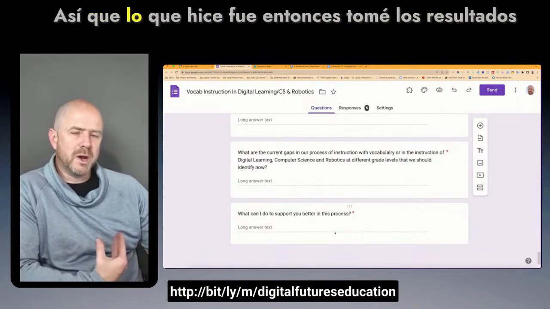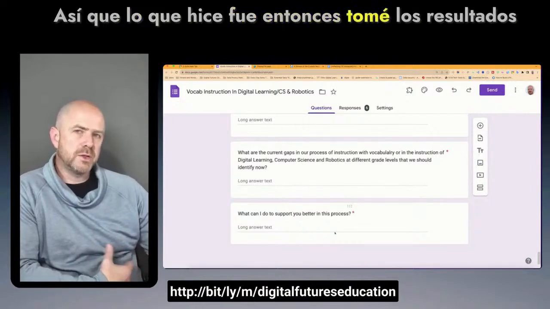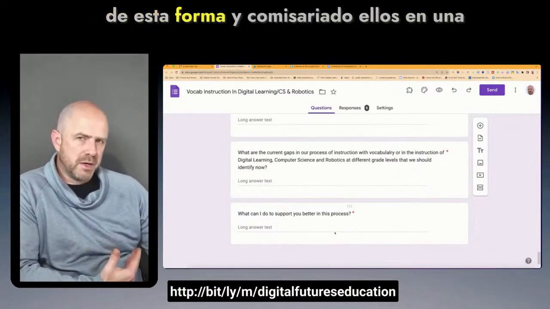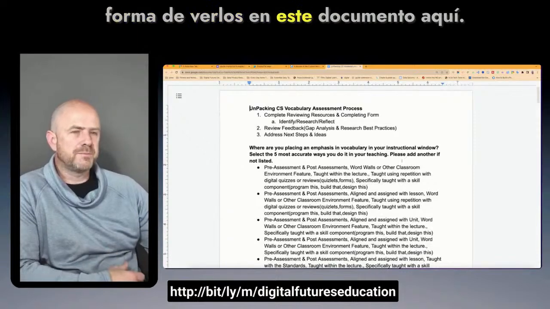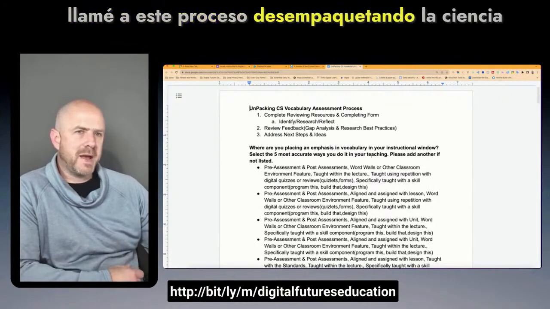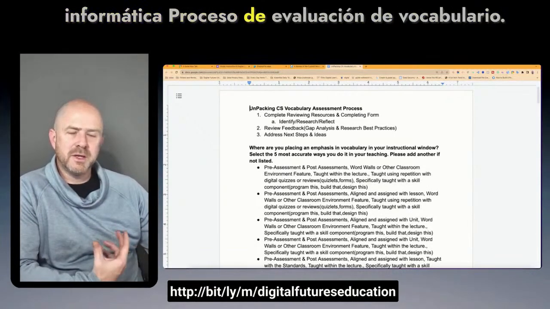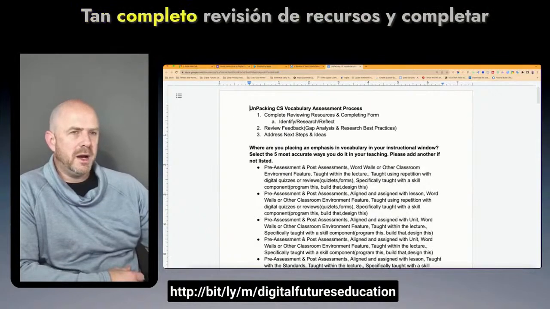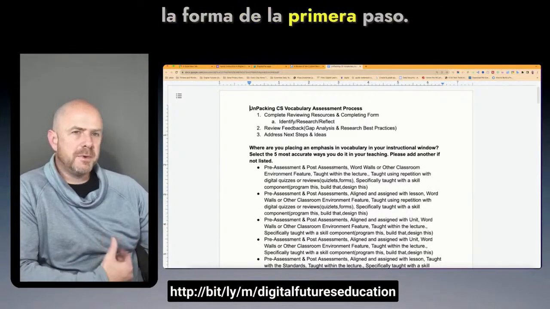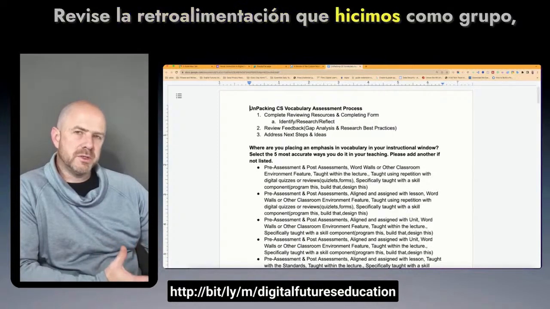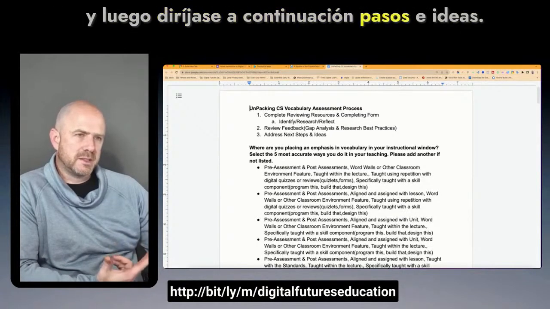So what I did was I then took the results of this form and curated them into a way to kind of view them on this document here. And essentially, I called this process Unpacking Computer Science Vocabulary Assessment Process. So complete reviewing resources and completing the form was the first step. Review the feedback, which we did as a group, and then address next steps and ideas.